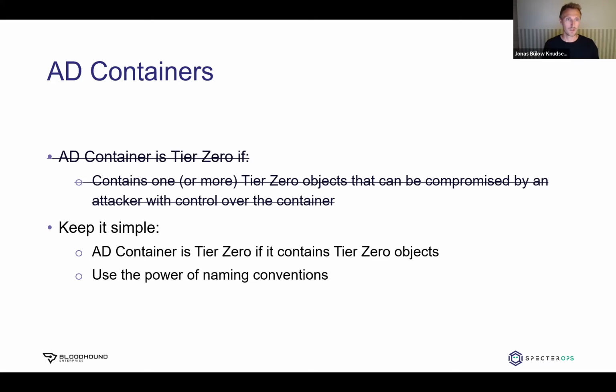We also recommend that you use the power of naming conventions to make it clear if a container is tier 0 or not. You could, for example, call it T0 underscore and then the name of the container to make it very clear that this is a tier 0 container and only tier 0 users should have control over this asset. And this idea of using a naming convention for tier 0 assets should also be applied to other assets as well, such as users and groups and even GPOs.